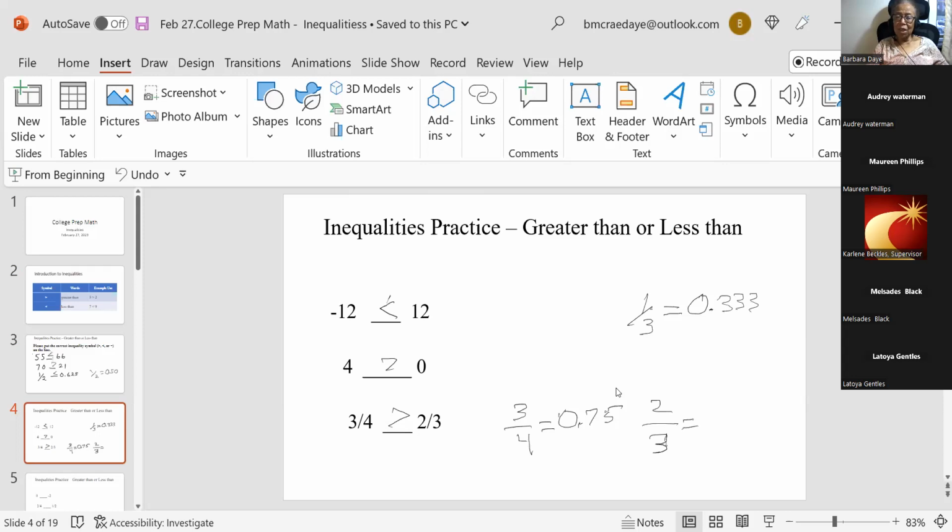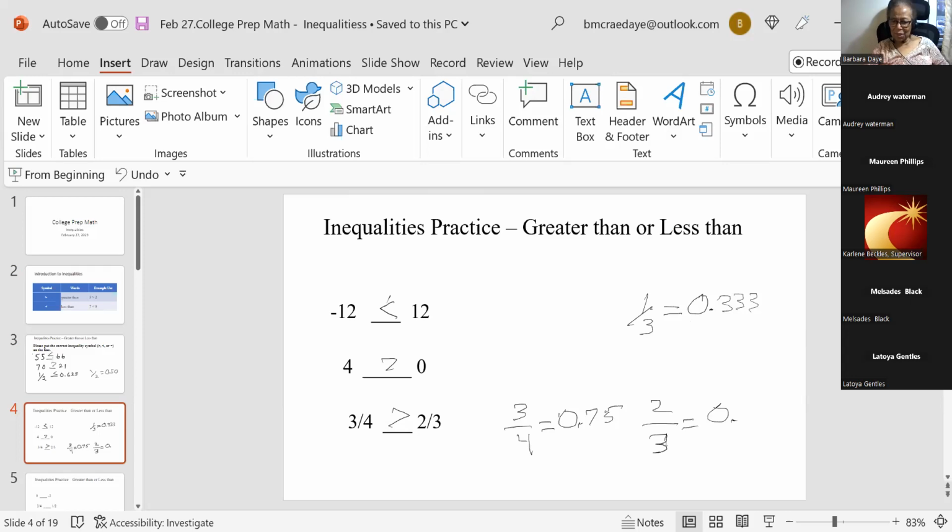Yes. Okay. So 2/3 would be what? 2/3 would be 2 times that decimal. And what would that give you? What's 2 times 0.333? That would be 0.666. That's it.